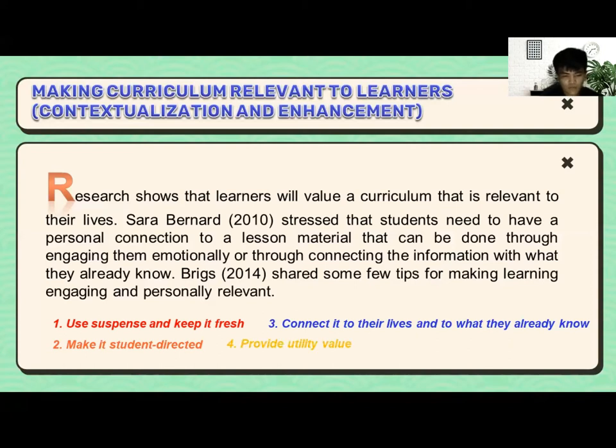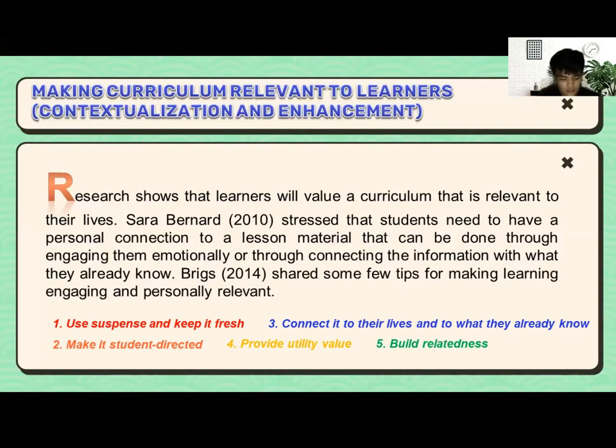Next, we have provide utility value. Utility value provides relevance by telling students the content is important to their future goals. Explain to them why they should take this topic, give them hints, and explain that it is very essential to their future endeavors or goals in life.